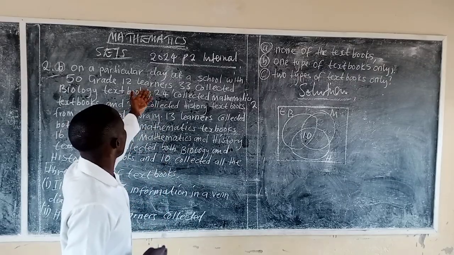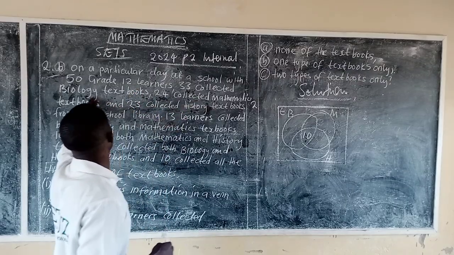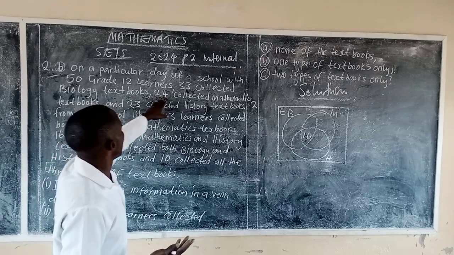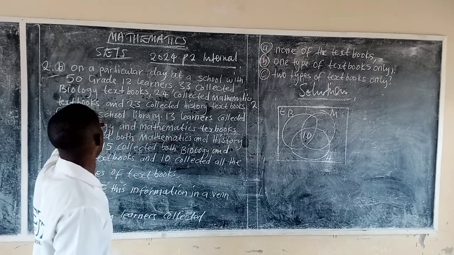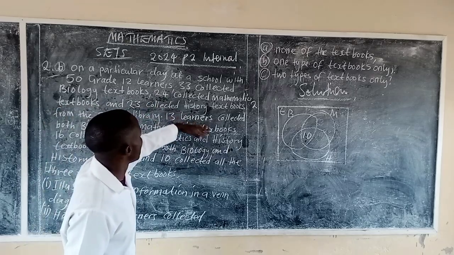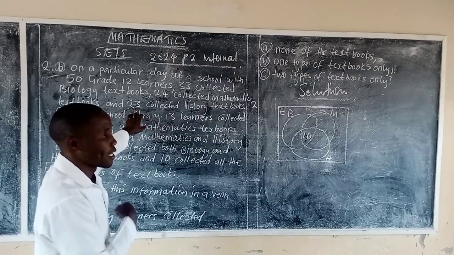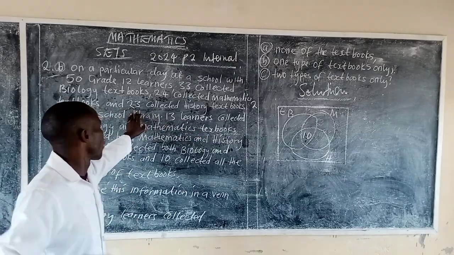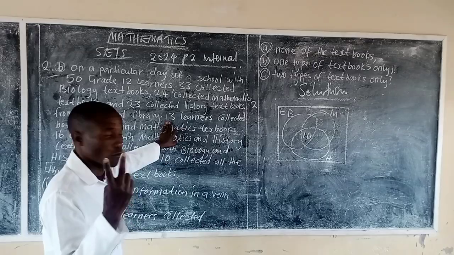So now here we are saying 33 corrected biology, that is only one subject. 24 corrected mathematics, only one subject. And 23 corrected history, only one subject. So this has to come last, okay? So you have to consider this with 2 now.